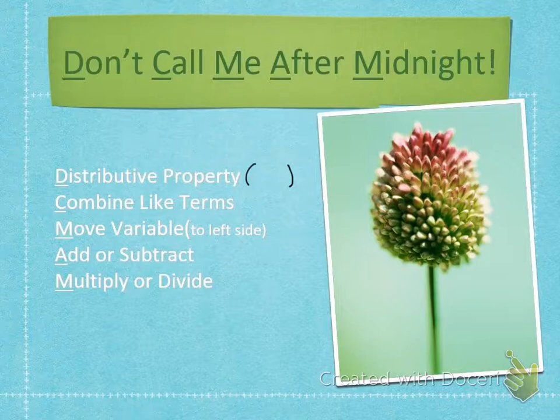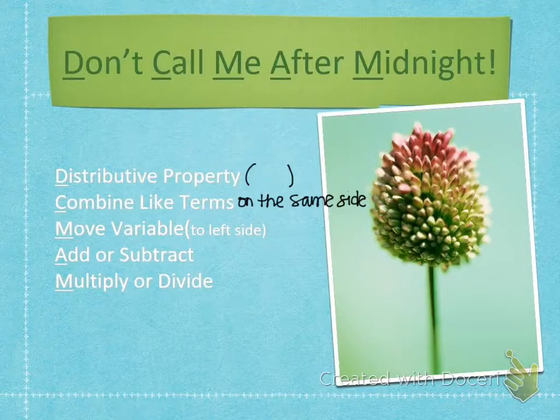Okay? After we've done the distributive property, or we've seen that there is no distributive property, we move on to combining like terms. Now, this is important. I want you to add at the end of that sentence, on the same side. Because when we're looking for like terms to combine, we're looking at either the left side of the equal sign or the right side of the equal sign. All right? So combining like terms is when they're on the same side of the equation.